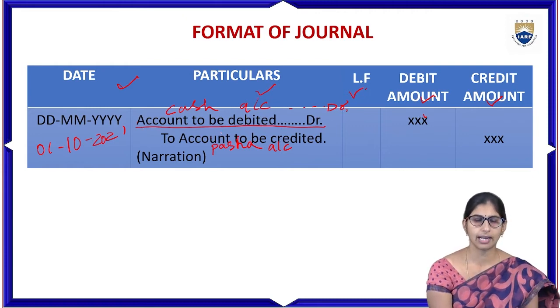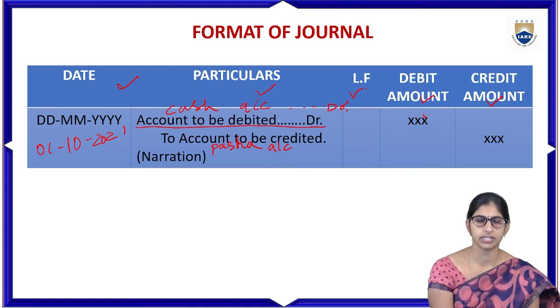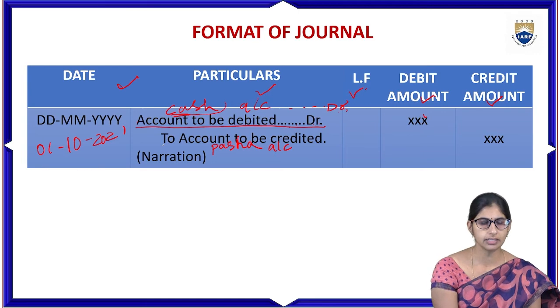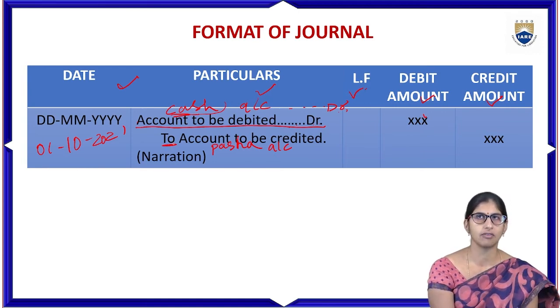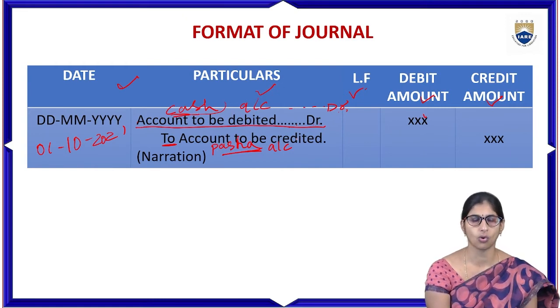And this line, which indicates the account debtor, will tell us this cash item is debited. And this too indicates that here we are writing this Pasha account on the credit side. So this is how the entry in the journal book has to go on.